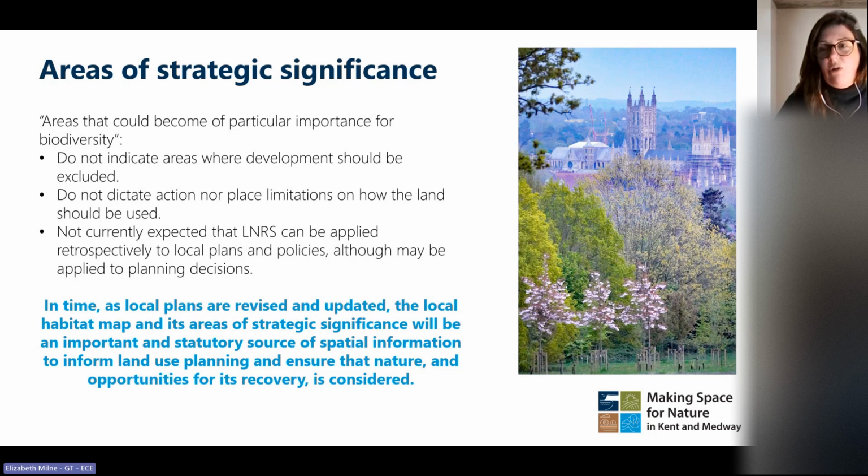However, there still will be a requirement for planning authorities to have regard to and take account of the strategy in the application of their local plans. And again, I'll come to that very shortly. But in time, local plans will be revised and updated with a local nature recovery strategy in place. And the local habitat map and its areas of strategic significance will not just be an important source of spatial information, but also a statutory source of spatial information that will be used to inform land use and ensure that within that land use planning, nature and opportunities for its recovery are fully considered. And like I said, I'll come on to a bit more detail on that shortly.